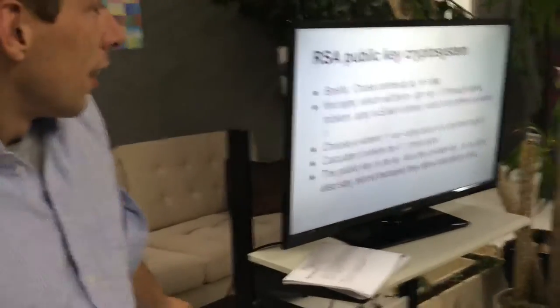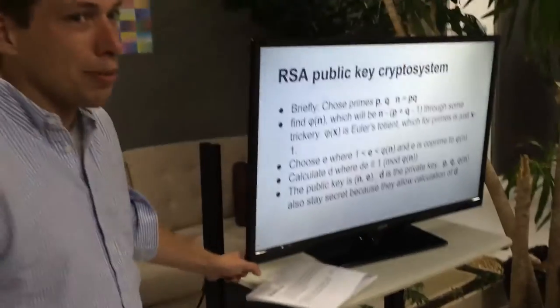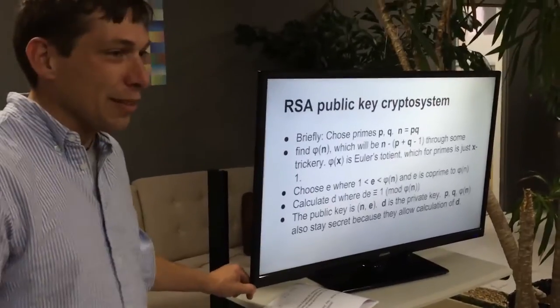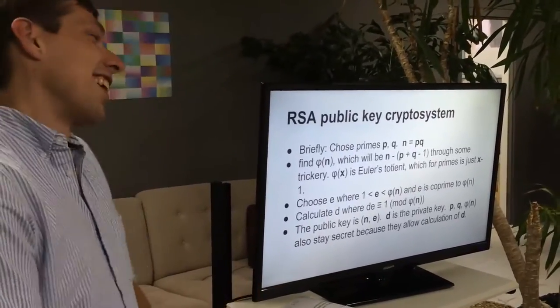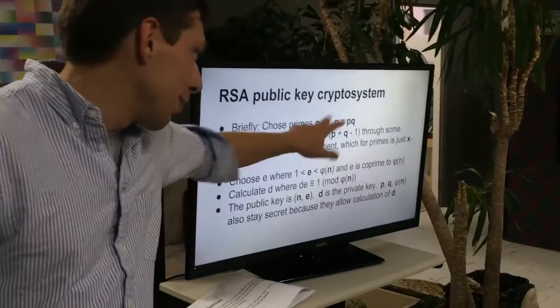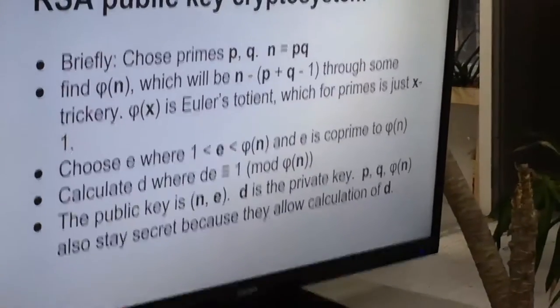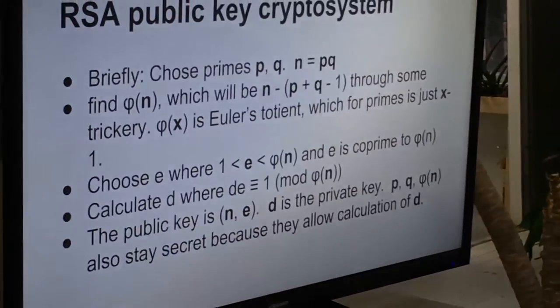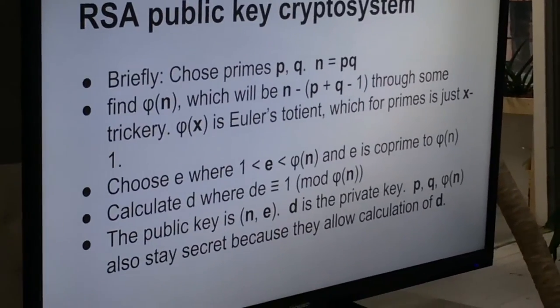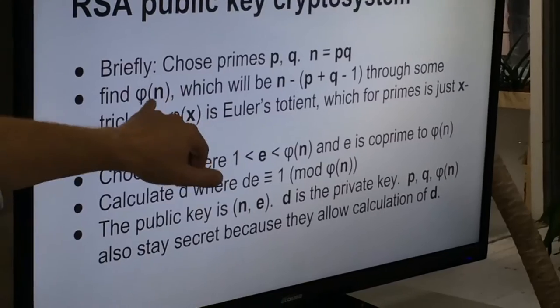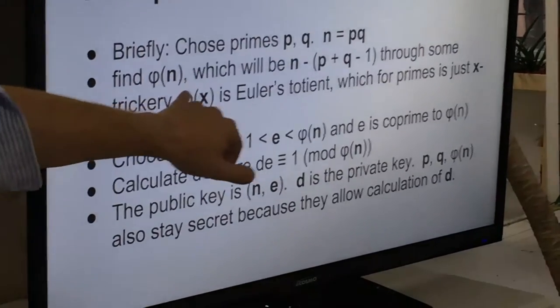It's called RSA. I could spend an hour or two on RSA, but I'm going to try to go really quick because it gets complicated. Okay, so you choose primes P and Q, and then you find N, which is P times Q. So N is a composite number, but it's only got two giant prime factors. Then you find Euler's totient of N.